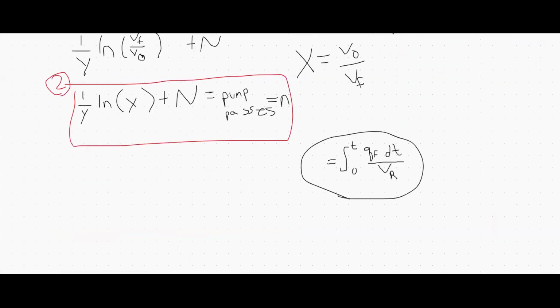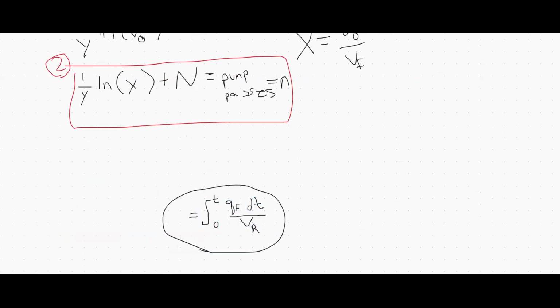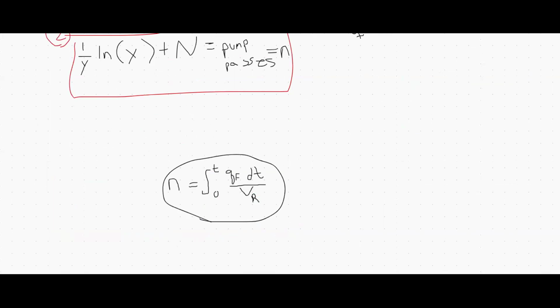Let's get this. So now we're going to discuss the third and final way to calculate your number of pump passes. The first two that we've gone over are sufficient for pretty much all purposes. But I have another way, number 3. Get this in red. Number 3, and it accounts for this being a function of time.